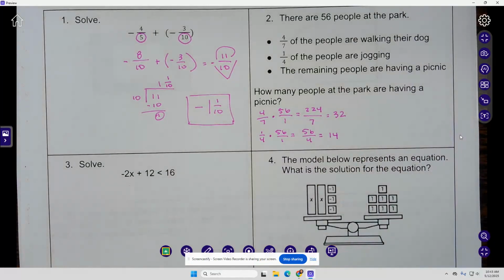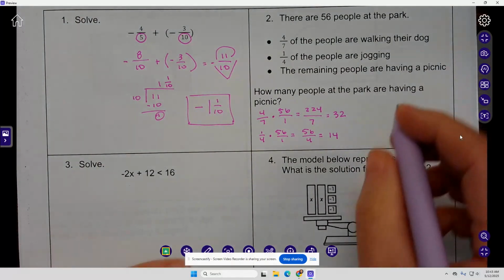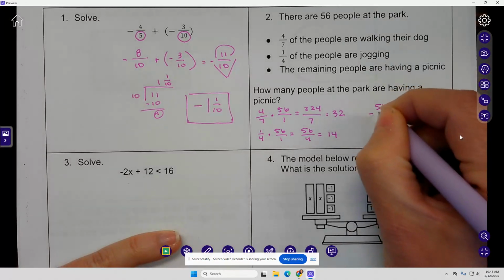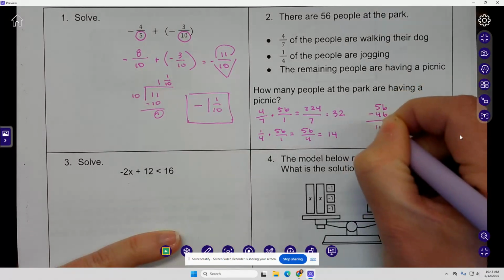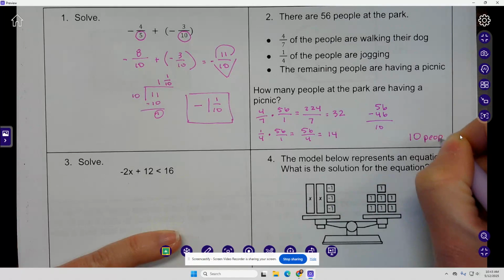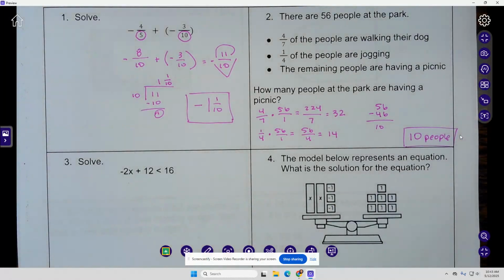So if 32 people are walking their dog and 1/4 of the people are jogging, the rest are having a picnic. So I need to add 32 plus 14 together, and I get 46. So then I'm going to take 56 minus 46, and I get 10. So the number of people who are having a picnic is 10 people. Go ahead and pause if you need more time.